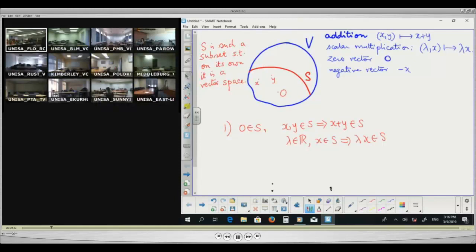Yes, why? I'm saying if I assume these three properties, then this one follows. I don't need to think about this anymore. Why? Look into these two properties. I think because of the zero vector.